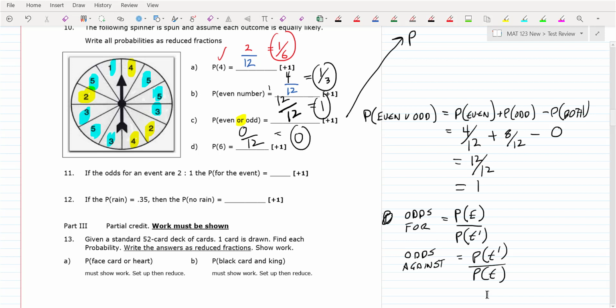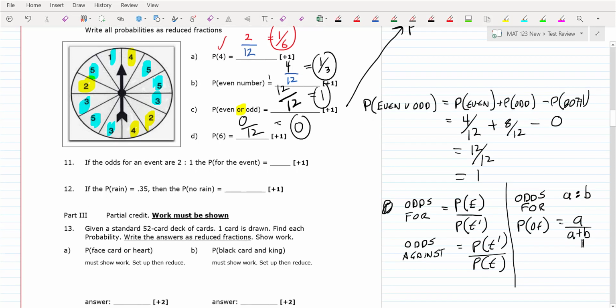So here's basically what we're going to do on this. I've given you the odds on this. So if I give you the odds, you can convert it back to a probability. The other thing, if you need to write this down, you could write it like this. If I gave you the odds for being A to B, then that means the probability of is A over A plus B. Okay, you can do this problem in your head, but that's the formula.